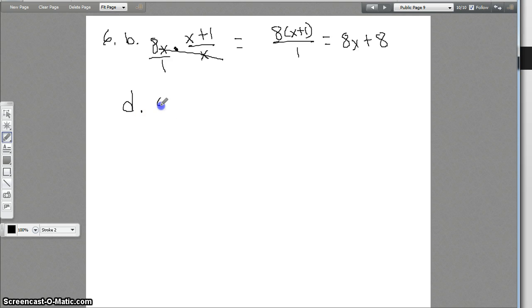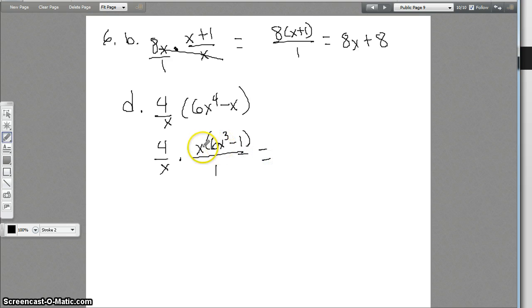Part D says 4 over x times (6x to the 4th minus x). Okay, before we can do any canceling of factors, we have to make what's in the parentheses factored. So I'm going to rewrite our fraction, that's 4 over x. And what's in the parentheses, I'm going to make a fraction over 1. So 6x to the 4th and negative x, they have a common factor of x. And we will need to multiply that by 6x cubed minus 1.